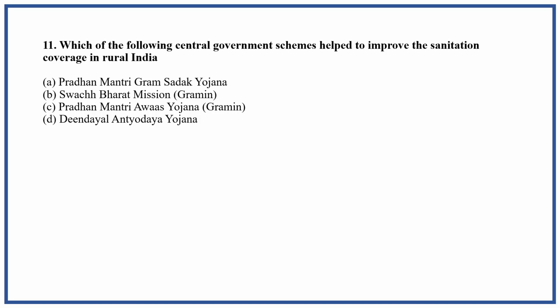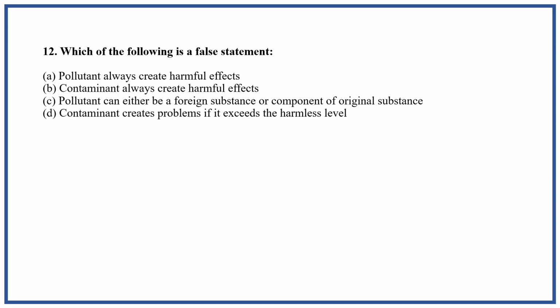Here we are talking about sanitation coverage. So which of the government schemes? Is it C, Pradhan Mantri Awas Yojana? No, the correct answer is Swachh Bharat Mission. The other three are not related to sanitation. The correct answer is Swachh Bharat Mission.